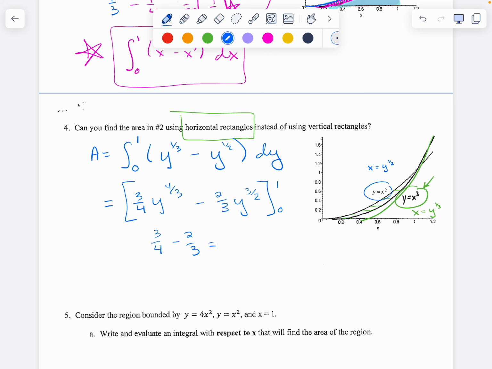So 3/4, 9/12 minus 2/3, 8/12 is 1/12. Same answer. Thank goodness, because they should be equivalent, right?